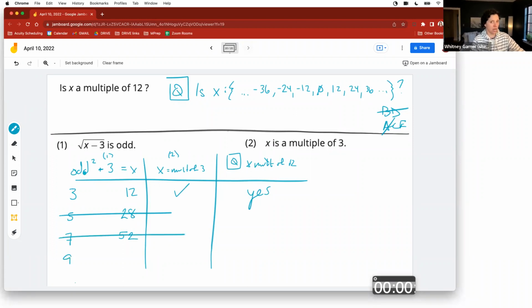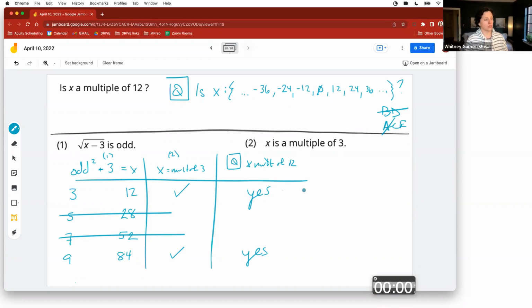9 squared, 9 times 9 is 81, plus 3 is 84. Now, to figure out if something is divisible by 3, I can just add up the digits. So 8 plus 4 is 12. That is divisible by 3. And then I'd ask, is 84 a multiple of 12? And it is. It's 12 times 7. I get a yes. The fact that I had to go so far to get one that works makes me think that this is probably sufficient.